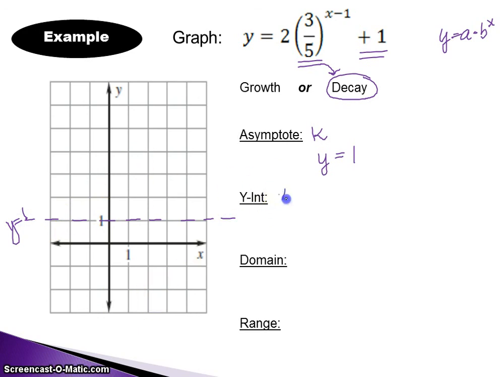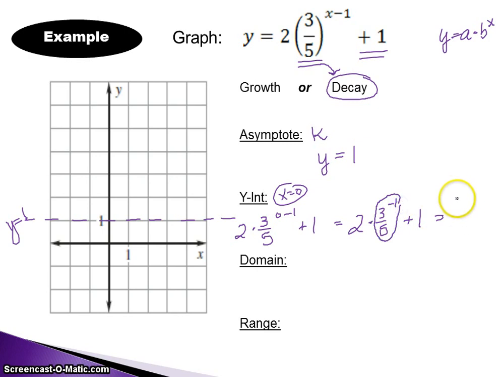So y-intercept, when is x equal to 0? So I have 2 times 3/5 to the 0 minus 1, plus 1, which is 2 times 3/5 to the negative first plus 1. Again, negative power, so that technically belongs on the bottom. So 2 divided by 3/5 plus 1. Type it in your calculator. You get 13 divided by 3.